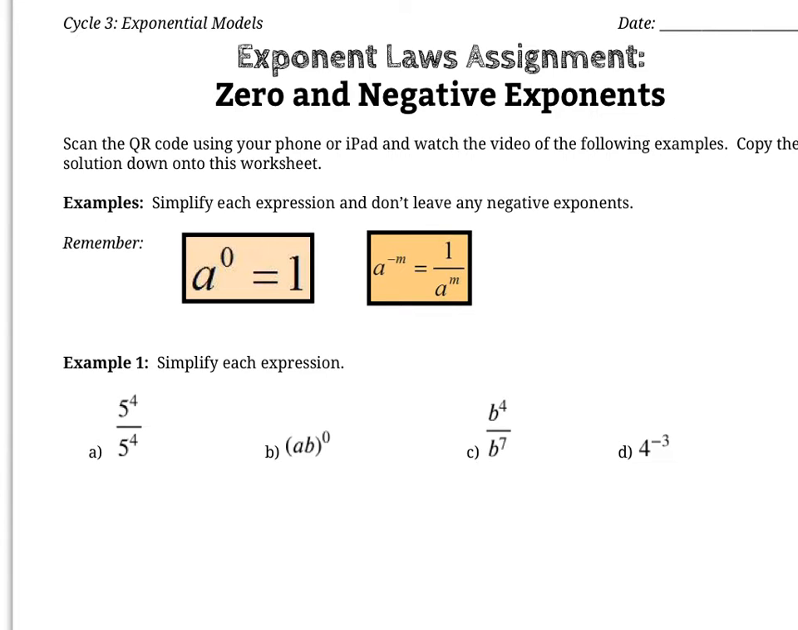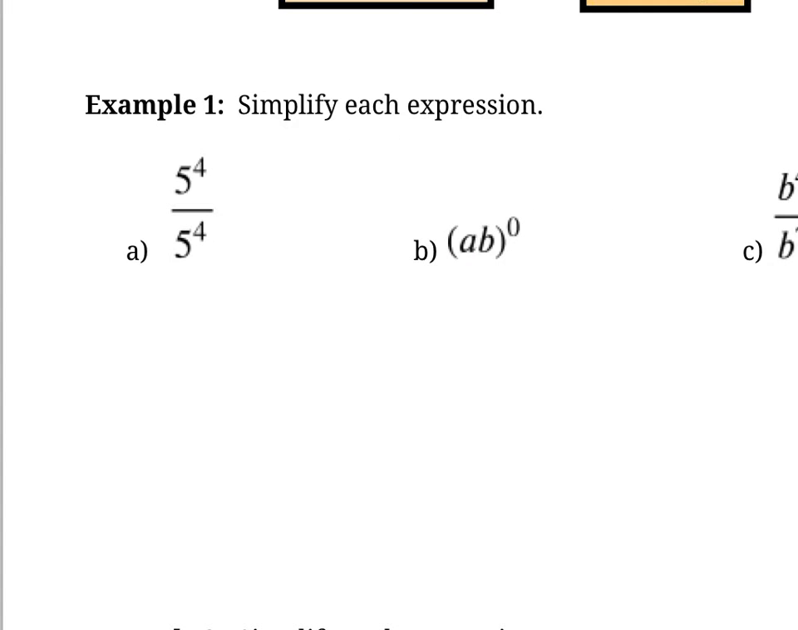In this lesson, we're going to do some examples of two new exponent laws that we've been working with, which is the zero exponent law and a negative exponent law. Before we go through what each exponent law is, let's see if we can just figure it out on our own. So let's take a look at this first example. 5 to the power of 4 divided by 5 to the power of 4.